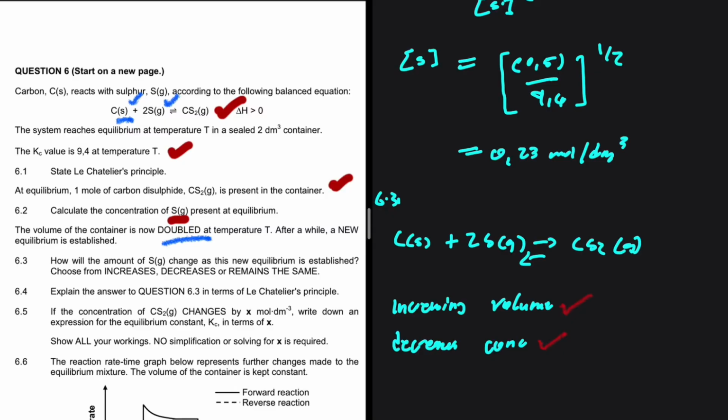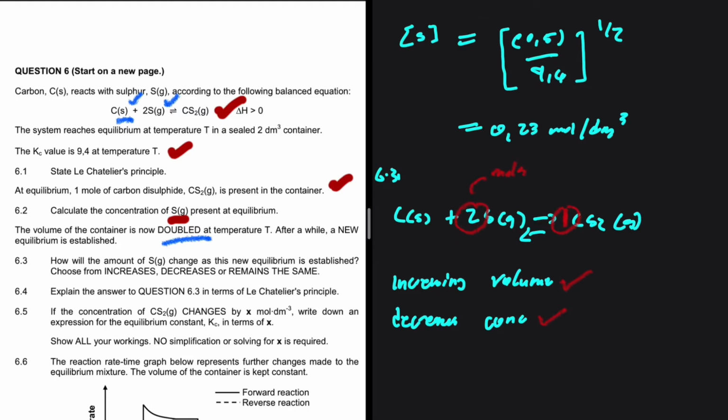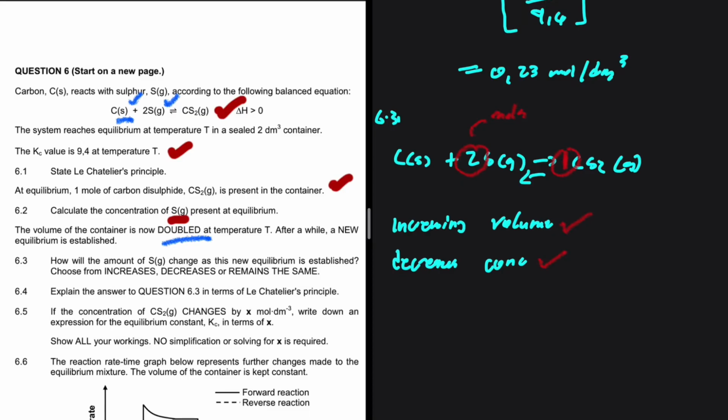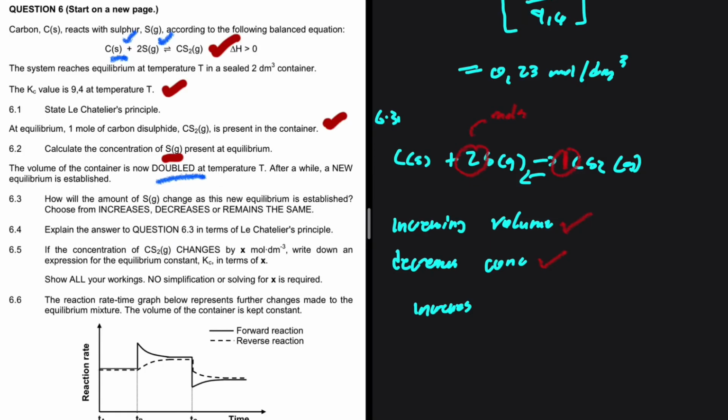Let's take a look at our reaction. On the right hand side, we have a balancing coefficient of 1 on our gas. And on the left hand side, on the gas, we have a balancing coefficient of 2. If the reverse reaction is favored, that is going to lead to more number of moles, as we have a balancing coefficient of 2 versus 1. So here, the reverse reaction is favored when the volume is doubled. When the reverse reaction is favored, then the amount of sulfur is going to increase. So the answer to 6.3 is increases. We don't have to answer 6.4 because in answering 6.3, we actually addressed it.